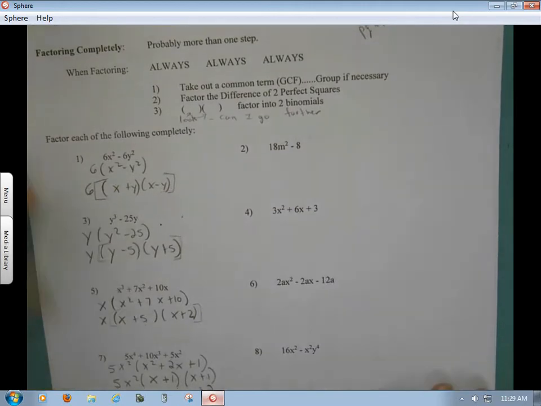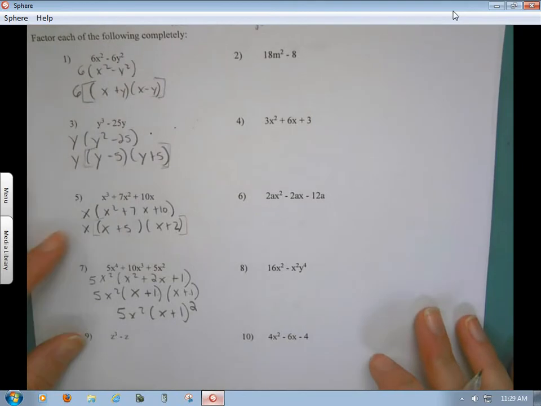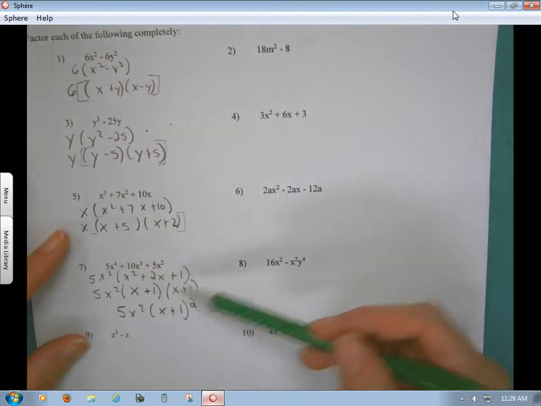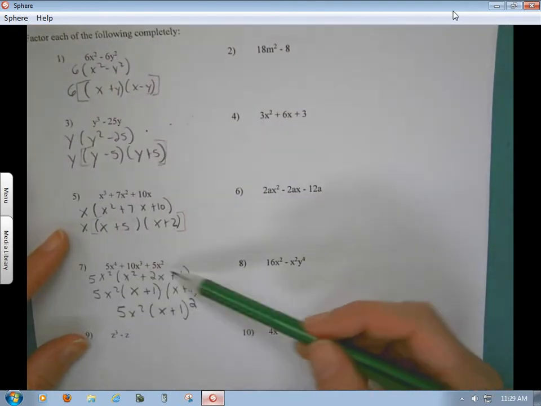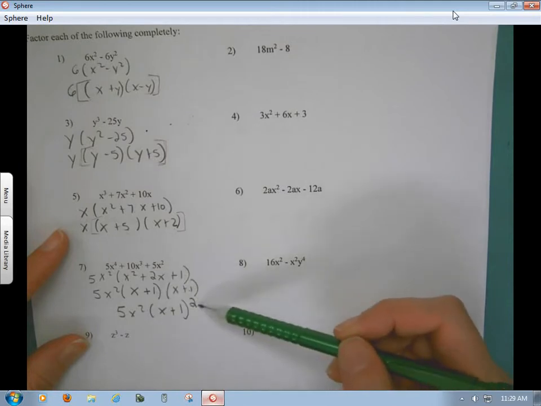Whoops, and you can't see that. Sorry about that. Didn't realize I was off. So once you factor to this, if you don't realize it's a perfect square trinomial from here, you'll factor like this, see that they're the same, and you can write it with the squared.